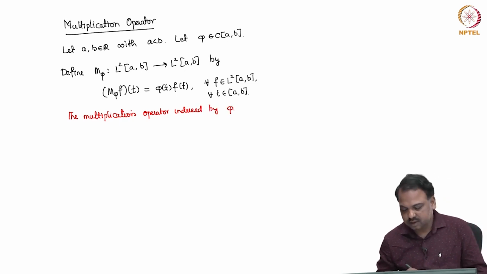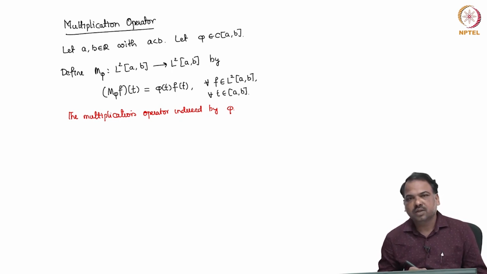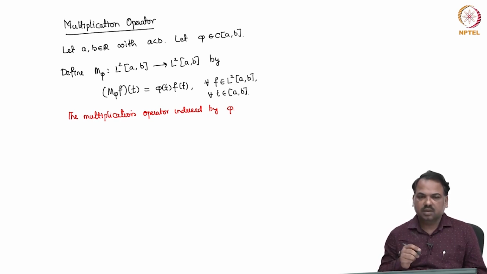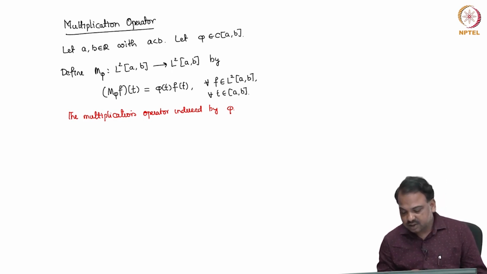Induced by phi. If you look at the earlier example, the infinite by infinite matrix whose diagonal entries are lambda 1, lambda 2, lambda 3, and so on, we have shown that the norm of the corresponding operator is exactly the supremum of mod lambda n where n is in natural numbers. That means the sequence determines the norm of the operator. Not only the norm, it determines all the properties of the operator. So in this case also, the properties of m suffix phi are determined by phi. That's why we call this the multiplication operator induced by phi.